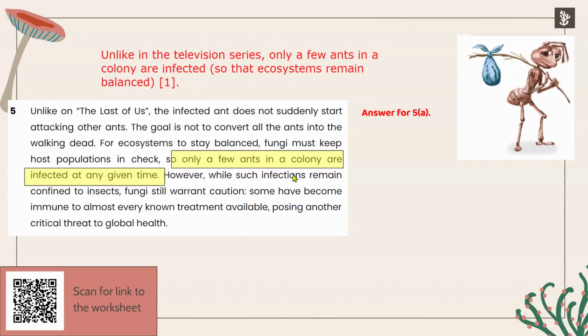Okay, so question 5B. Question 5B, what reason can BD use from paragraph 5 to support her view? Her view, remember, right, is that we should be wary of fungi. She's not talking about fungi in The Last of Us. She's talking about fungi in real life. What reason can she provide to support her view?